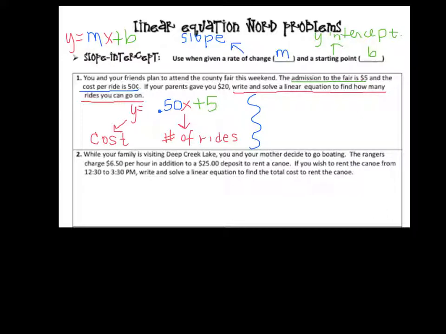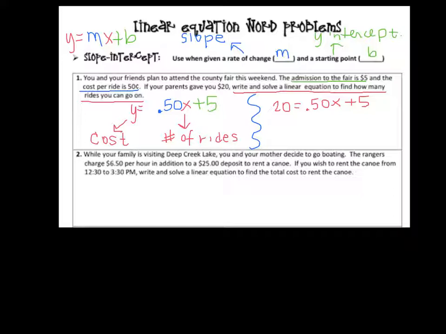Okay, so I'm going to go ahead and substitute that $20 in for my cost, because that's the amount of money that I have. And then I'm going to set that equal to my 50 cents times x plus 5, because I want to know how many rides I can go on. So I'm looking for x, the number of rides. Now I just have a regular equation like the ones that we've solved all year.